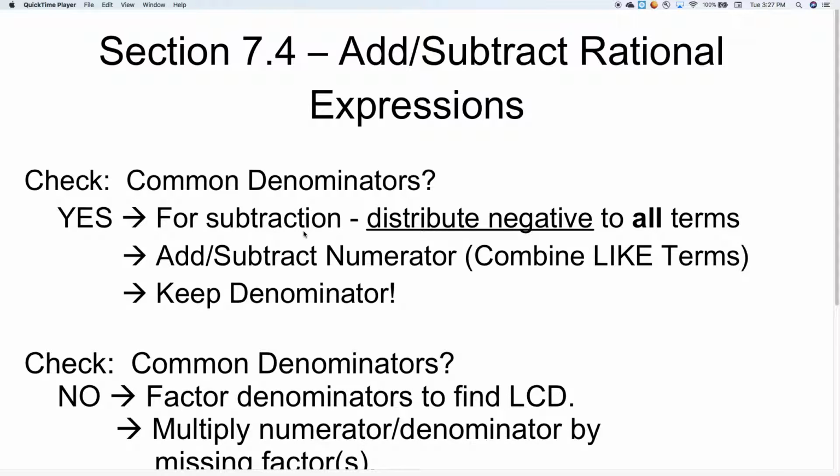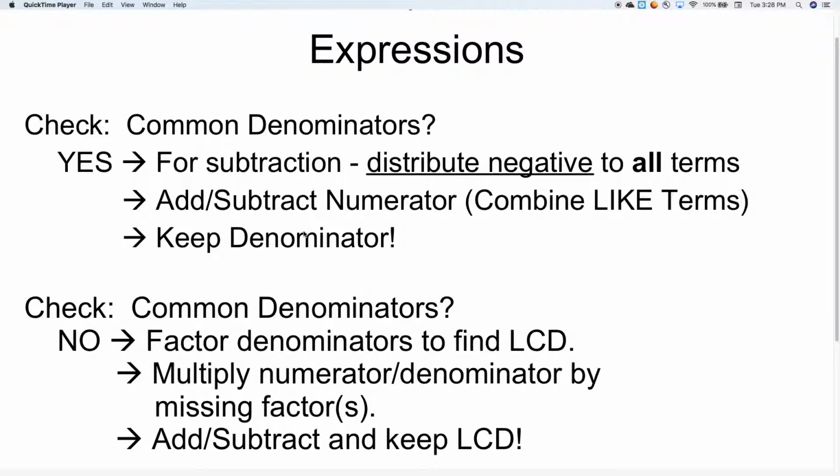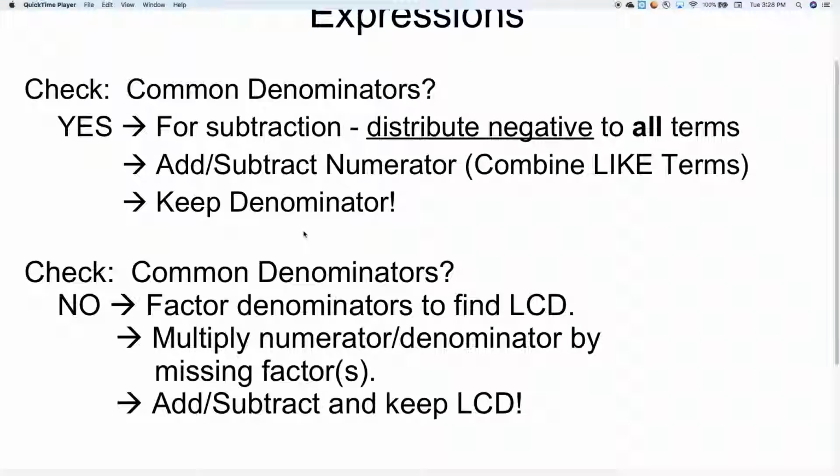So, number one, in order to be able to add and subtract fractions, you've got to have common denominators. If you do have common denominators, check for subtraction. Remember to distribute your negative to all the terms in the numerator. Then go ahead and add and subtract in your numerator, which would be combining like terms, and keep your denominator. This is what you used to do in 3rd and 4th grade when you learned to add and subtract fractions.